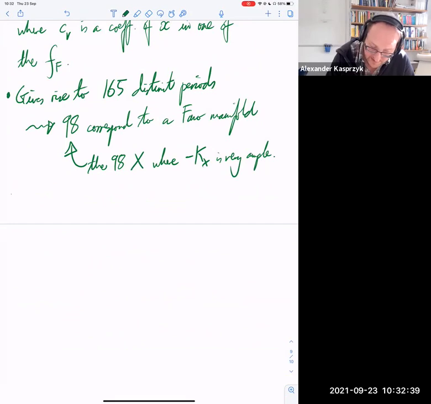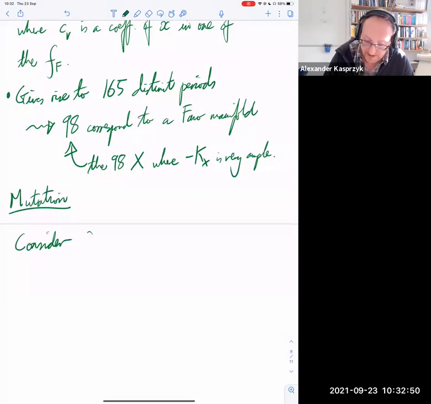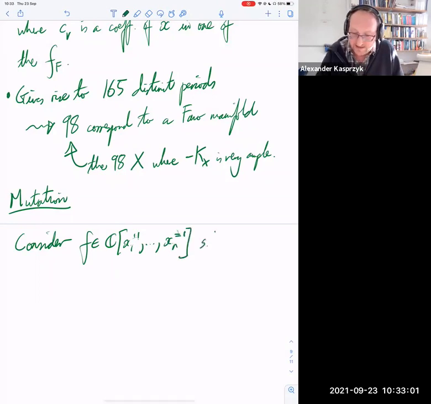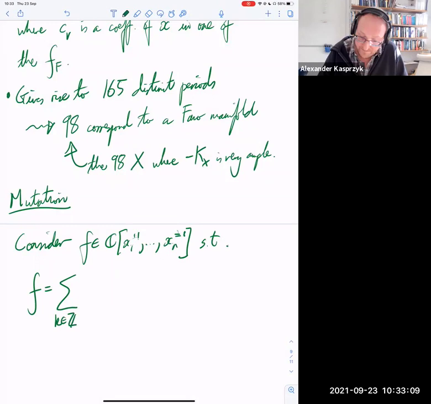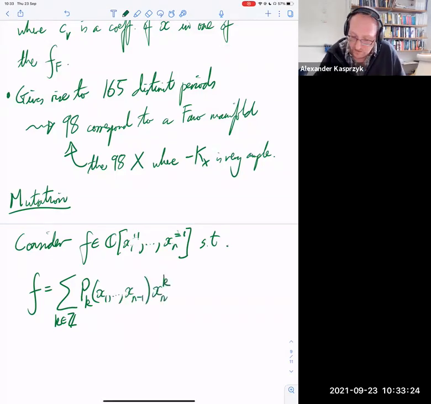All right, so before I can move on to the next evolution of the ansatz, let me just talk a bit about mutation. Okay, so let's consider our Laurent polynomial F. Let's write it in the following form. Suppose I look in this direction. So I write p_k(x_1, ..., x_{n-1}) x_n^k, where most of the p_k are just zero, but they're supposed to be Laurent polynomials.